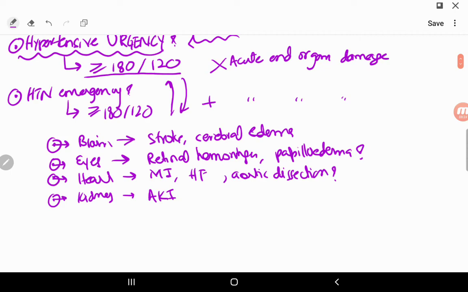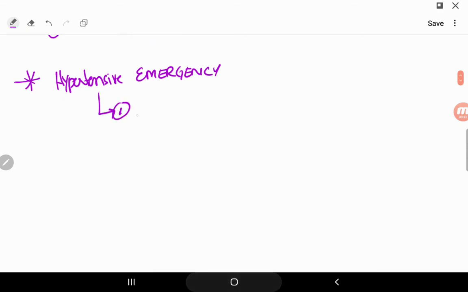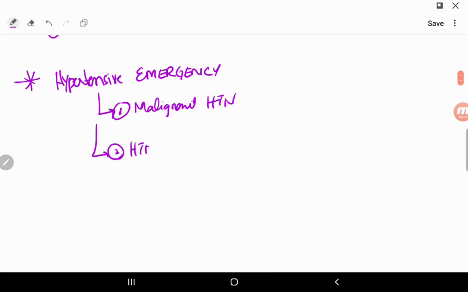Alright. So depending on which end organ gets affected, you will see symptoms accordingly. Okay. Now, this does not end here. Hypertensive emergency can be further categorized into 2 things. Number 1 is malignant hypertension, whereas the other one is hypertensive encephalopathy. Encephalopathy itself gives the thing away. So it would be something regarding brain damage.